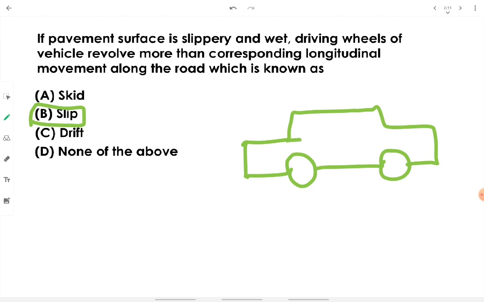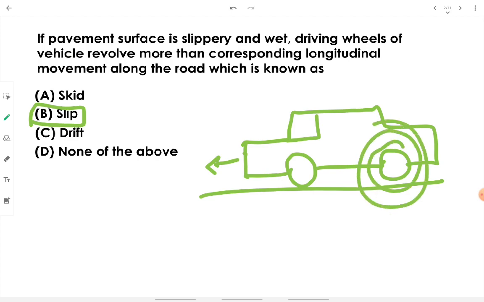For example, this is the direction in which the vehicle is going, then along the longitudinal movement, traveling on the road requires some revolution, and if the vehicle is having more number of revolution of the driving wheel, then that specific phenomenon is called slip. The vehicle is said to be slipping on the surface.